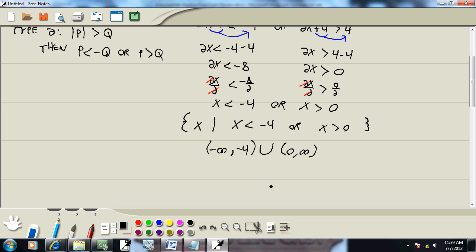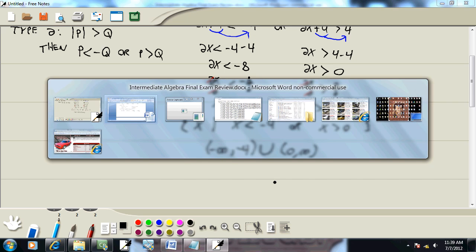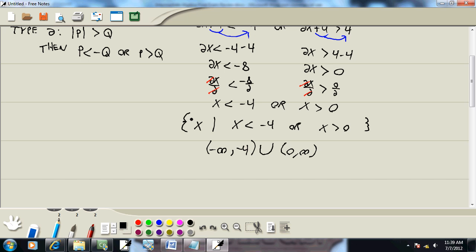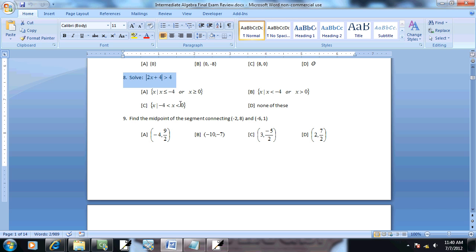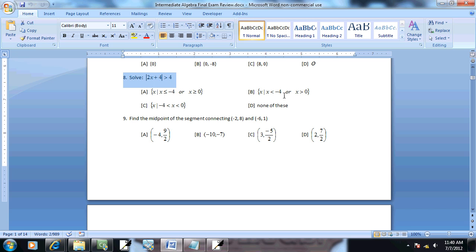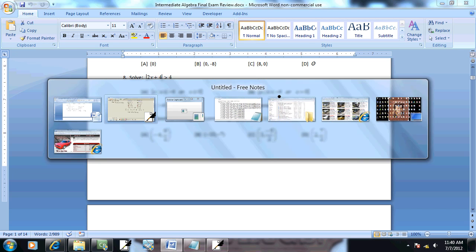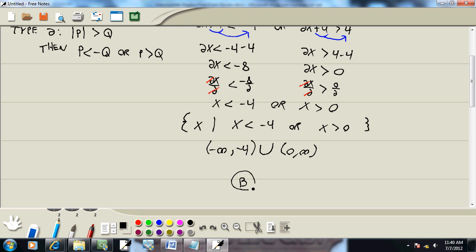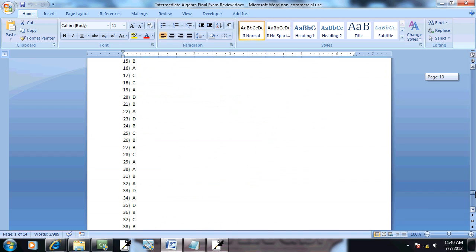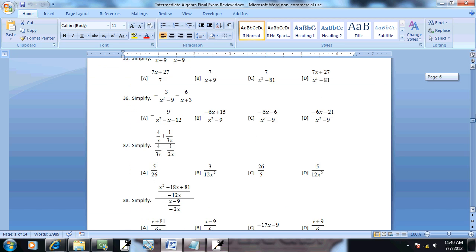Well, let's go see what our answer is like. It's probably in graph, the one I didn't do. Nope. Set builder. Okay. So x such that x is less than negative 4 or x is greater than 0. It looks like B is in Bill. So let's go check that. 8B. And that checks out.